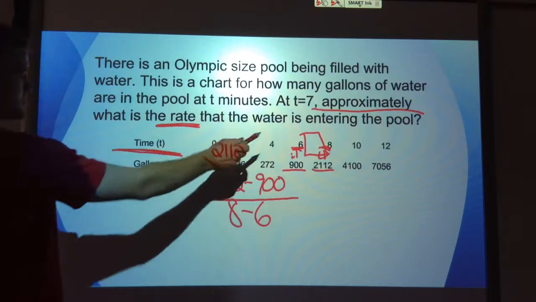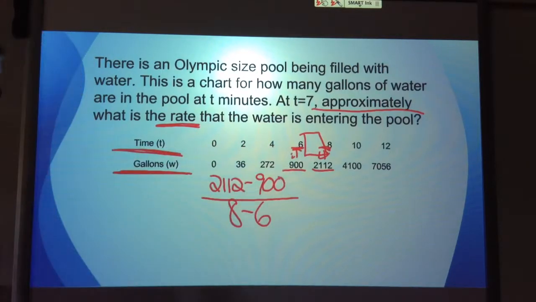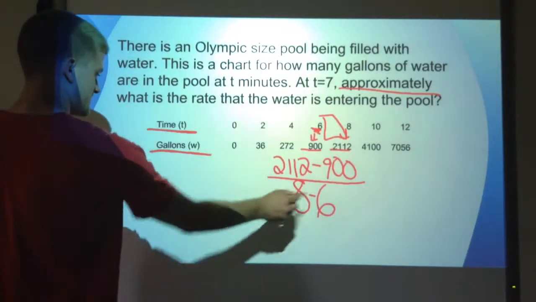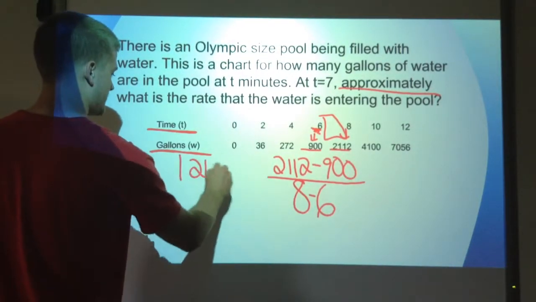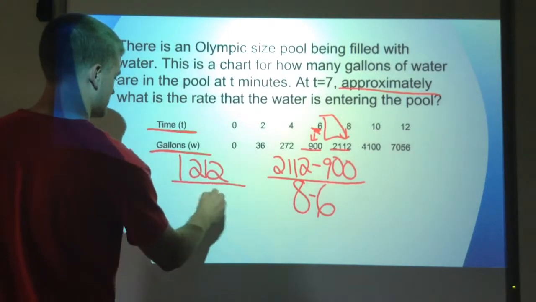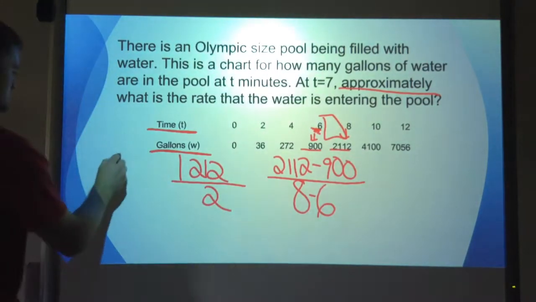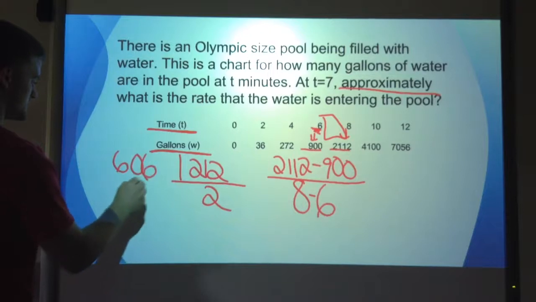I took 8, which is your larger number for time, minus your smaller number. This is so that you can get a positive in the denominator. The top isn't always going to be positive because stuff can be decreasing, but you always want a positive in your denominator. Subtracting both of them, you're going to get 1,212 over 2, which turns out to be 606.